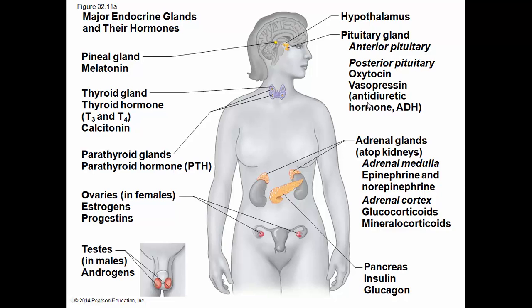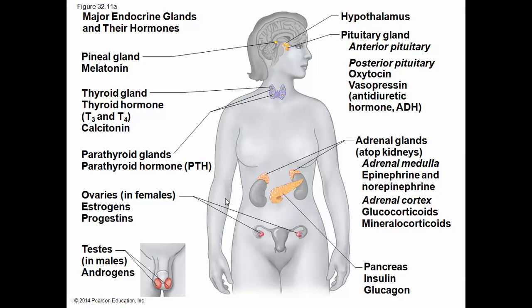There are the adrenal glands, which sit on top of the kidneys. These are the glands that are responsible for the release of adrenaline, which can be stimulated during emergency situations. Then there's the pancreas, which produces insulin and glucagon, which are hormones responsible for moderating the level of sugars in our bodies.